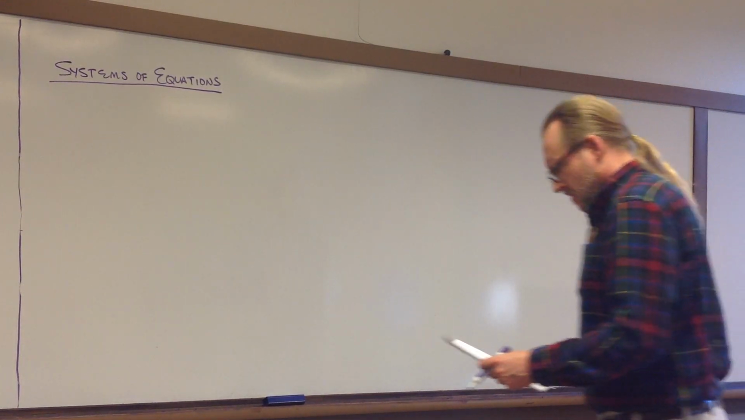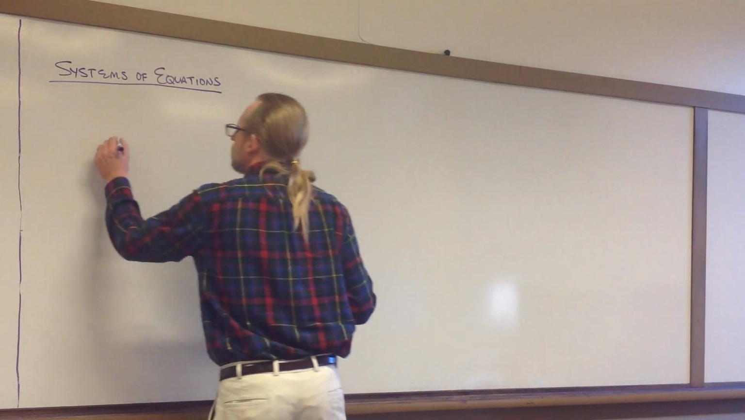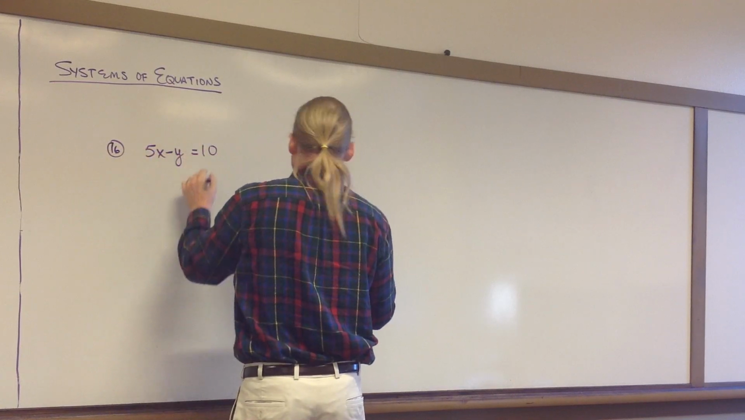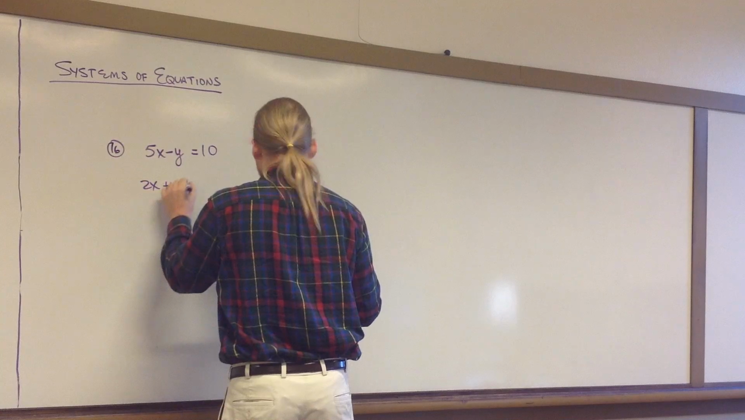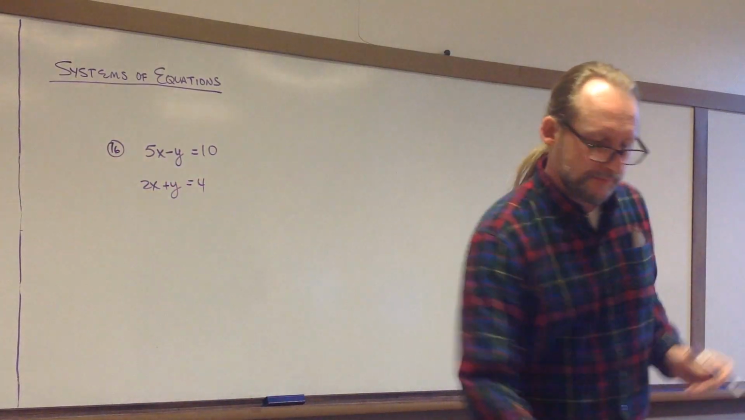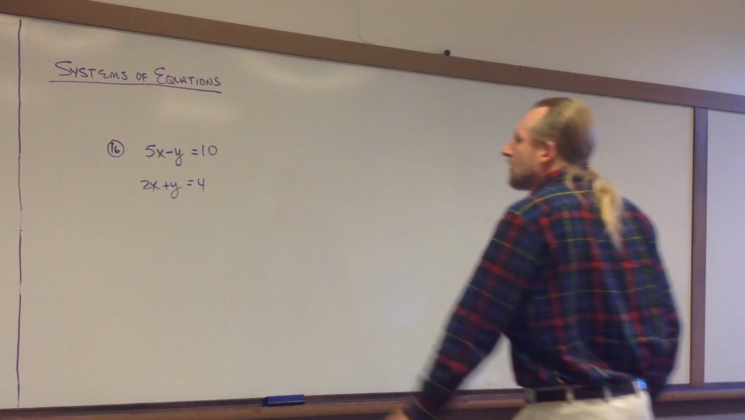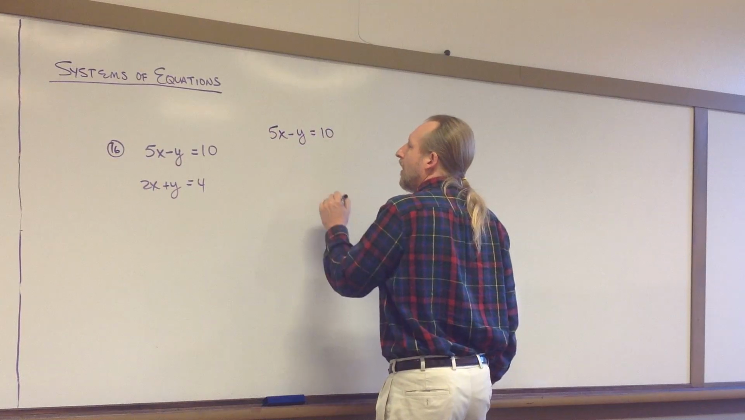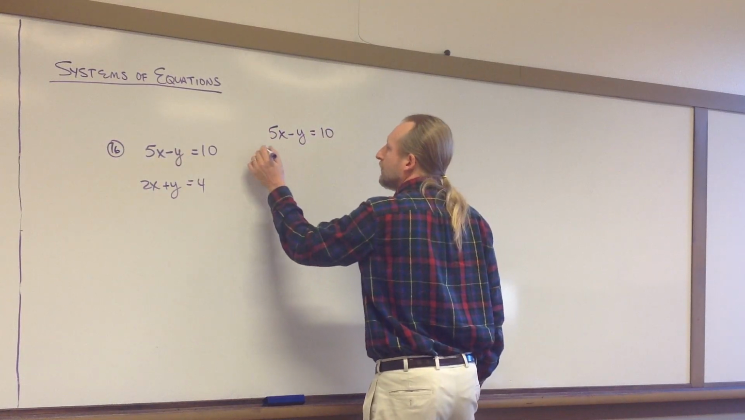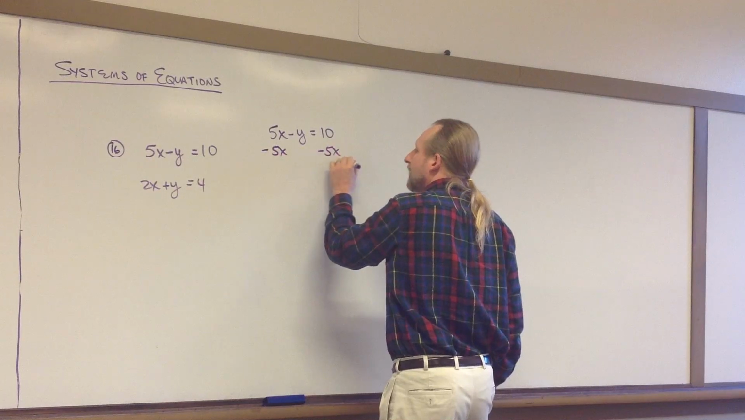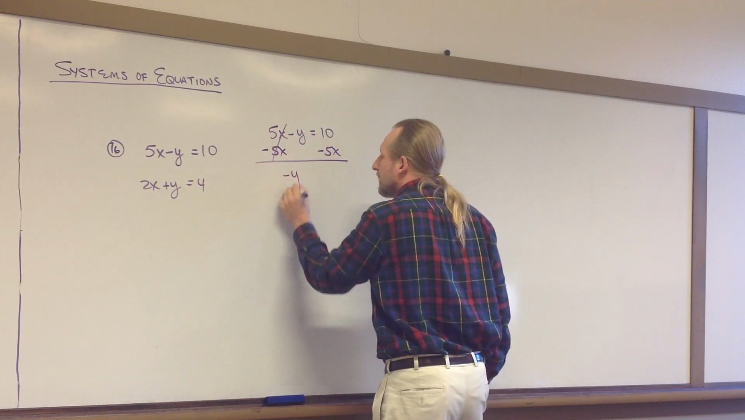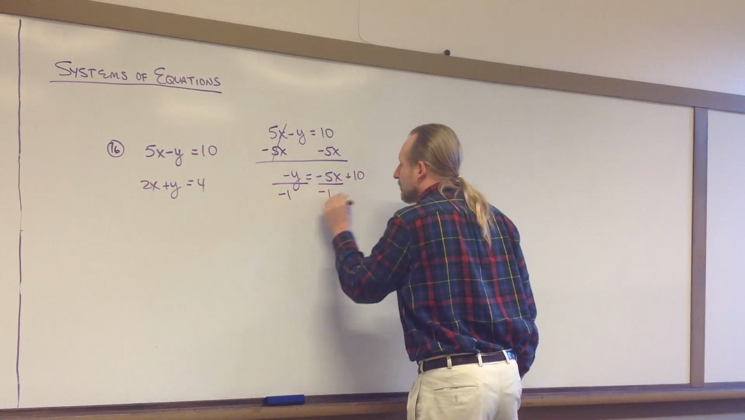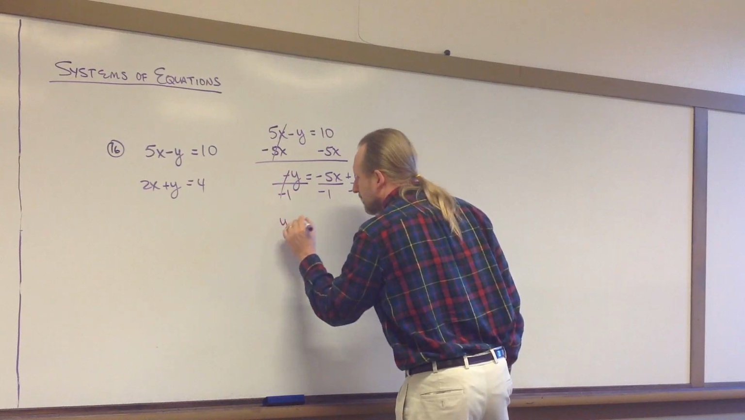Okay, let's see here. Problem 16, 5x minus y equals 10, 2x plus y equals 4. All right, so again, let's see. 5x minus y equals 10. Well, I'll do this by moving the x over. Subtract 5x on both sides. Don't lose that negative sign, because that's a minus y. And then, to get this into slope-intercept form, we've got to get it to be positive y.